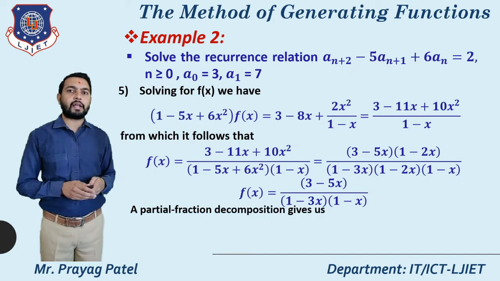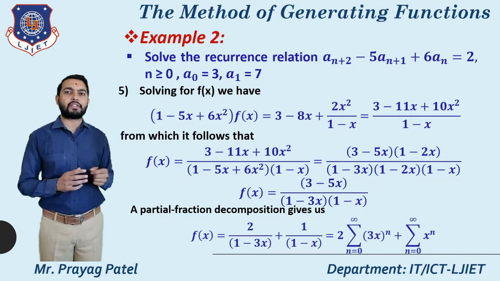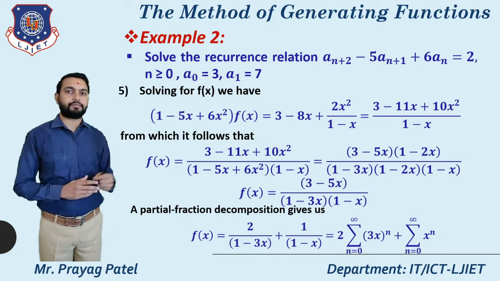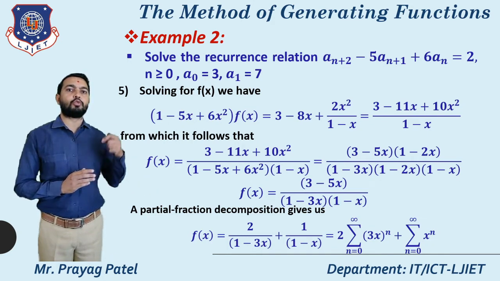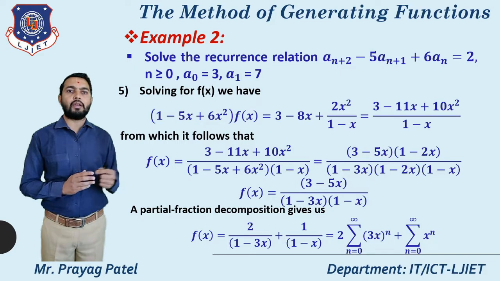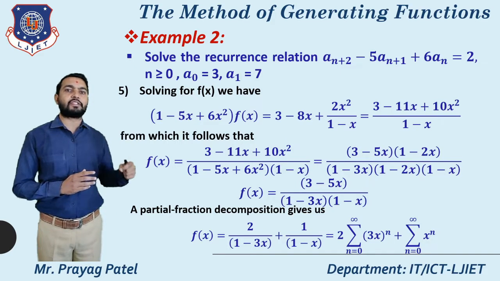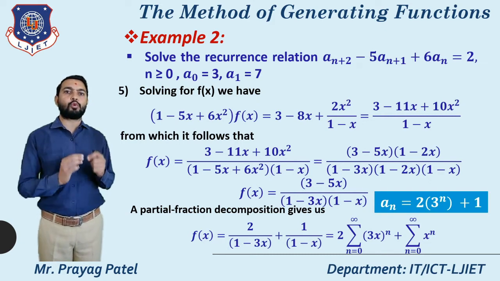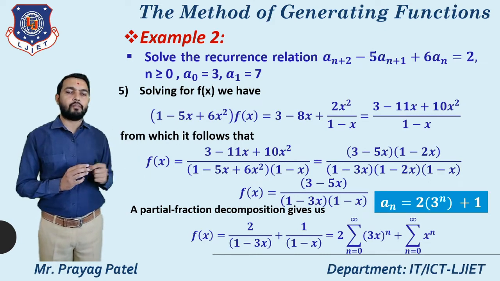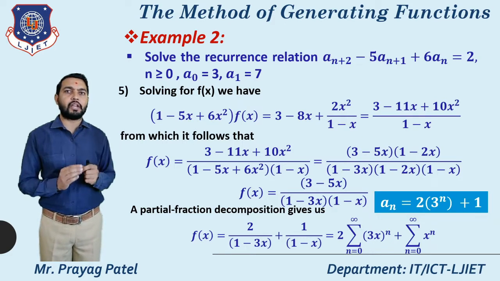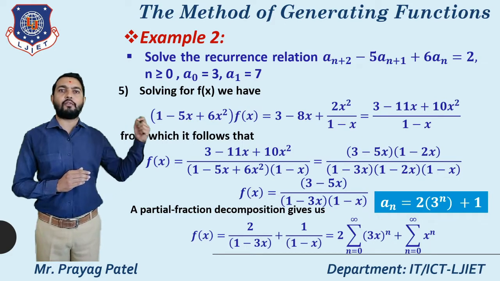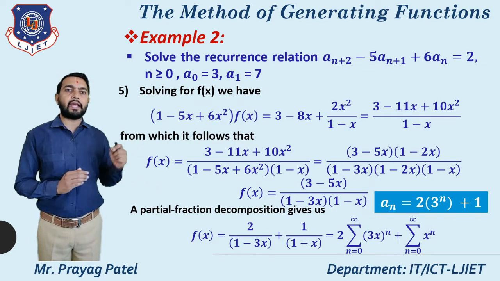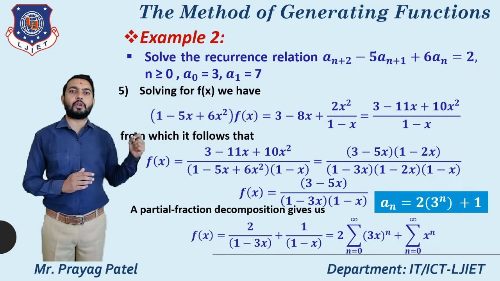Now apply the partial fraction decomposition technique. So f of x equal to 2 divided by 1 minus 3x plus 1 divided by 1 minus x, which is equal to 2 sigma n equal to 0 to infinity (3x) raised to n plus sigma n equal to 0 to infinity x raised to n. So according to this, we can say that a(n) is equal to 2 times 3 raised to n plus 1. So this is the solution for the given recurrence relation a(n+2) minus 5a(n+1) plus 6a(n) is equal to 2. We get a(n) equal to 2 times 3 raised to n plus 1.